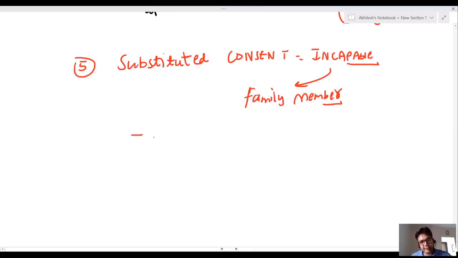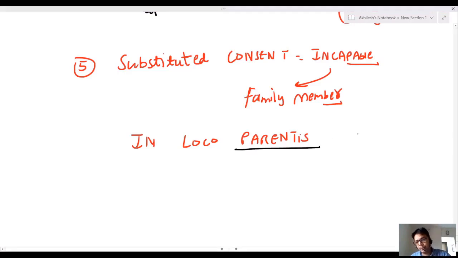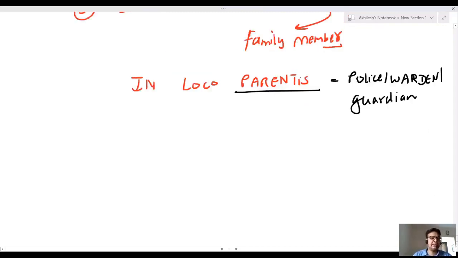In loco parentis, sir, sometimes parents are not available. You are a minor child, less than 18 years of age, and you are going for surgery. Sir, your parents are not available. If your parents are not available, police, warden, guardian, these can give consent. That is known as in loco parentis.